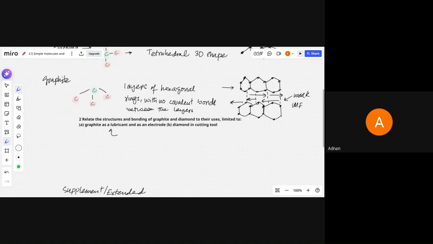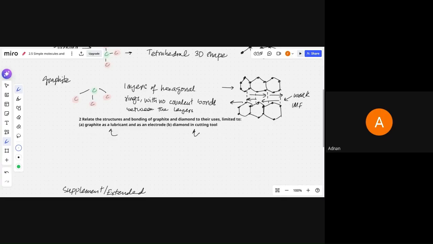And diamond is the hardest natural substance known, because of its tetrahedral geometry and so many strong covalent bonds. It is used to cut stones, marble, and different types of things. Because of its extreme hardness, it can be used as a cutting tool. It is used in drilling machines and stuff like that. So this was our topic number two.